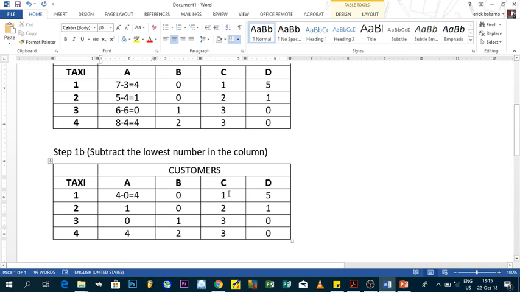But in column C, we don't get a 0. The smallest number is 1. So we get 1 minus 1, which gives us 0. 2 minus 1 is 1. 3 minus 1, you get 2. And 3 minus 1, you get another 2.